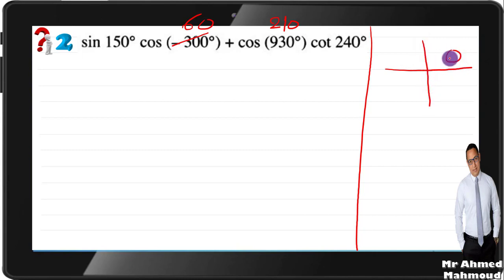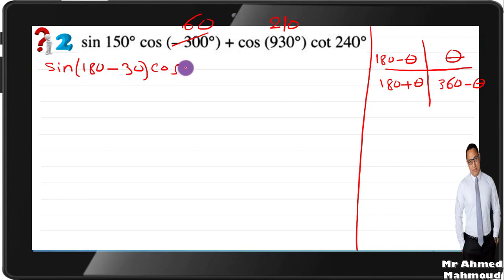Now I'm going to write the rule of the quadrants: theta, 180 minus theta, 180 plus theta, 360 minus theta. Okay, now sine 150. This is in the second quad. Second quad is 180 minus this number, so it will be sine 180 minus 30. Number 2, cosine 60 plus cosine 210.